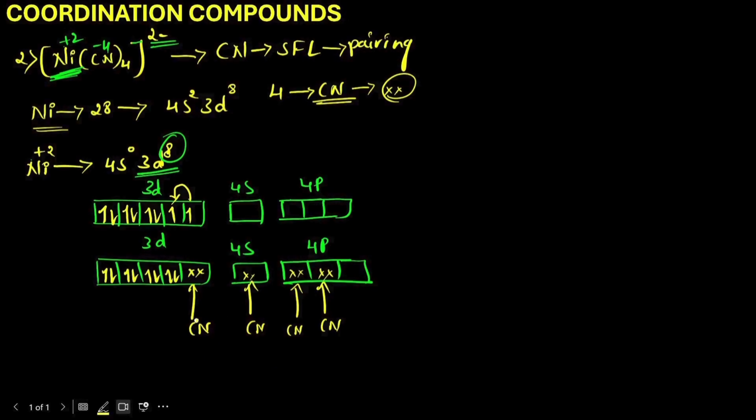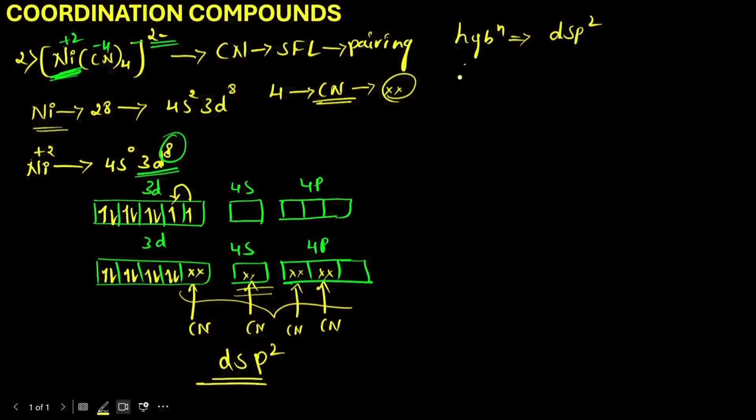Okay, so what are all the orbitals which are involved in the bond formation? That is one d orbital and one s orbital and 2 p orbitals. Therefore what is the hybridization here? Here the hybridization is dsp2. What is the geometry according to dsp2 hybridization? It is square planar.